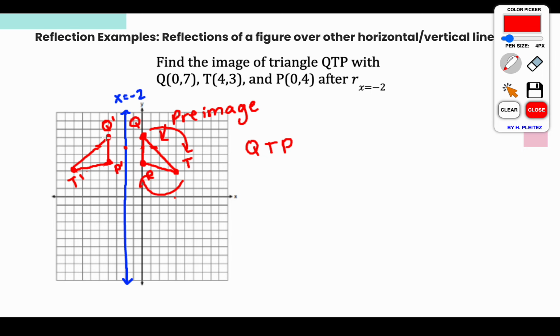However, if we start at Q on our image here, and we go clockwise, we actually get Q prime, P prime, then T prime, right? So in our pre-image, we went Q, T, P, and in our image, we got Q, P, T. So that order of the letters, the order of the vertices had changed. So that's usually a dead giveaway that you have a reflection. So just be on the lookout for that.